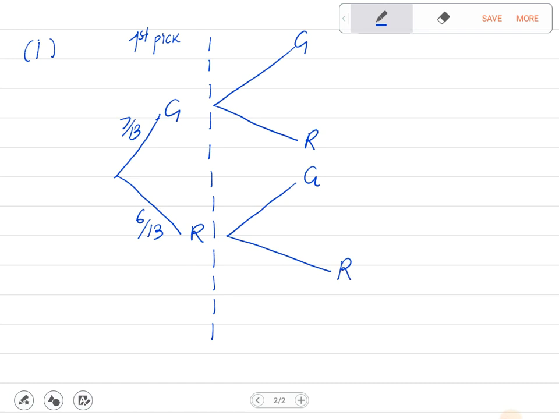Now, here's the thing. If she picked a green apple first and she also picked a green apple second, that means the green apple total number will reduce. So it will reduce both the totals, the upper one and the lower one. So we'll be picking 6, but out of 12. Because we are picking the same. So if you are picking the same thing, then the top number reduces by 1 and so on.